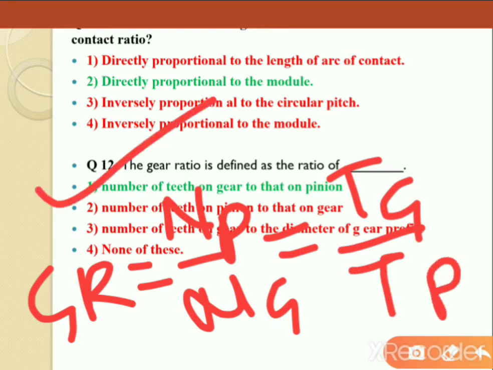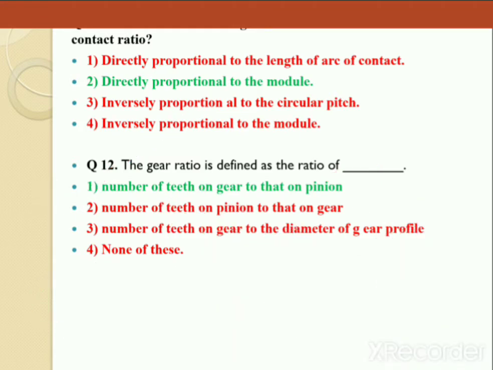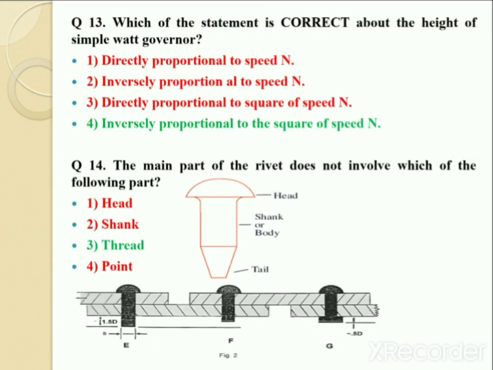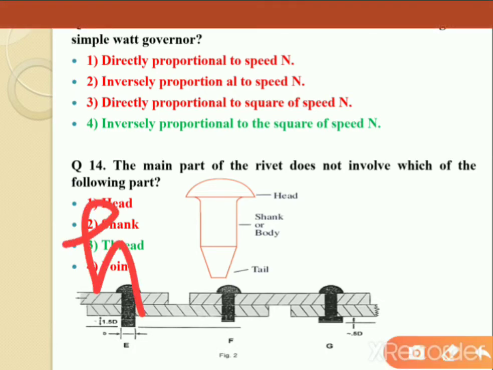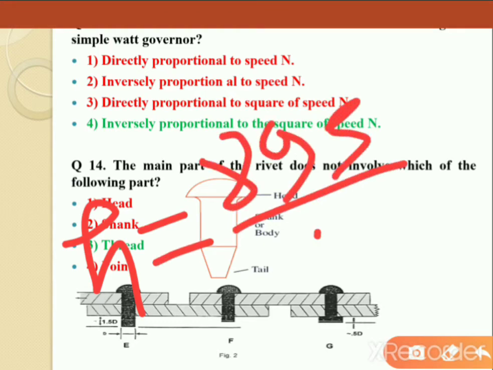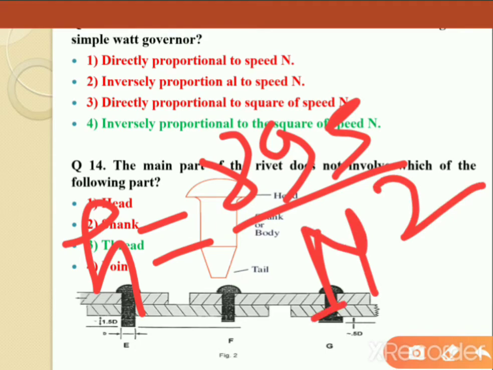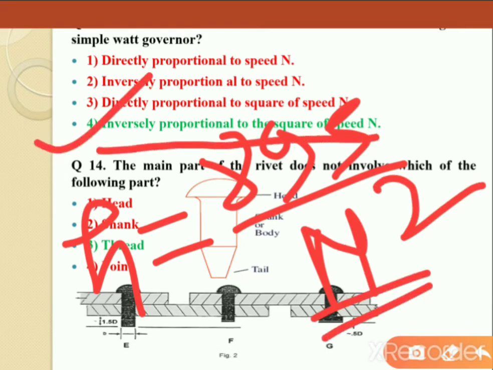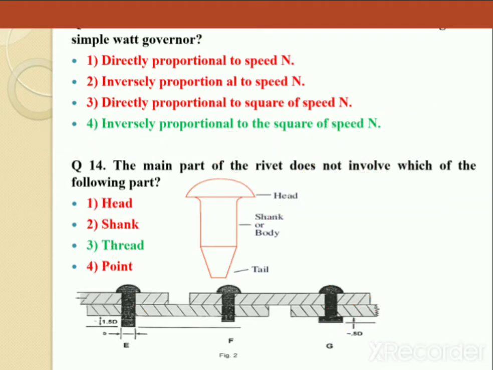So here option 1 will be the correct answer, number of teeth on gear to that of pinion. So let's come to next question 13. Which of the following statements is correct about the height of a simple Watt governor? The formula of height is equal to 895 for Watt governor divided by N squared, where N is the speed. So here option 4, inversely proportional to the square of the speed, is the correct answer.